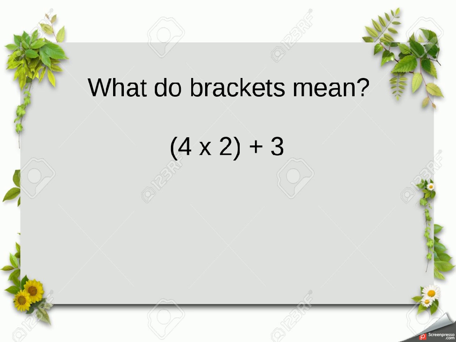And what this is telling us is you've got to do whatever is in the brackets before you do whatever is outside. So I might look at this as 2 add 3 times 4, or 5 times 4, which gives us 20. However, what I should have done is whatever's in the brackets first, 4 times 2, giving me 8, and then adding the 3 on. 8 add 3 is 11. So you can see there's a very big difference just because I ignored the brackets.